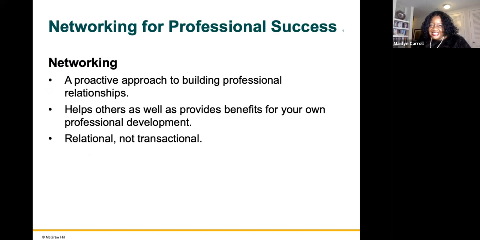Networking for professional success. A proactive approach to building professional relationships is networking. It helps us, as well as others, and it provides benefits for our own professional development. It's rational, it's relational, and it's not transactional. It's all about the relationship and not about how many people we know. It's about building the right relationships.